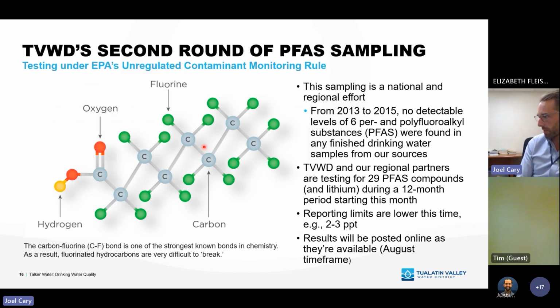I wanted to point out a couple things about this. The reporting limits are lower this time. The detection methods have been in existence for the last 10 years, but given the advances in the testing laboratory capabilities, our reliable reporting limits have gone down quite a bit. So a lot of these compounds we can reliably report down to 2 to 3 parts per trillion, which is quite low. So that gives us a much broader ability to take a look for these things.